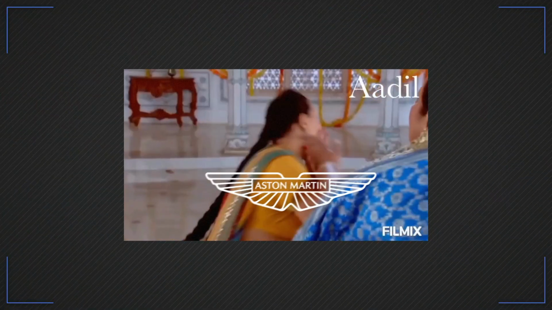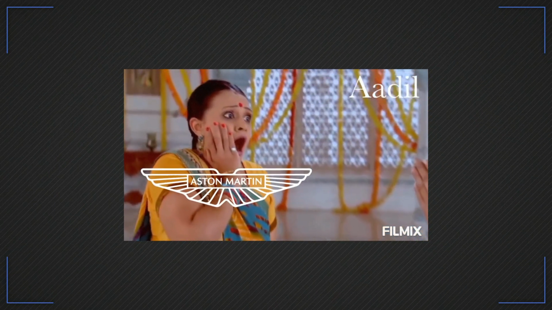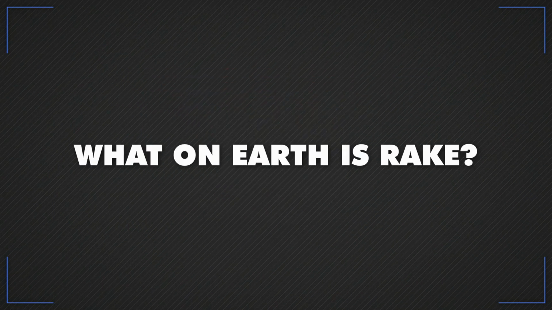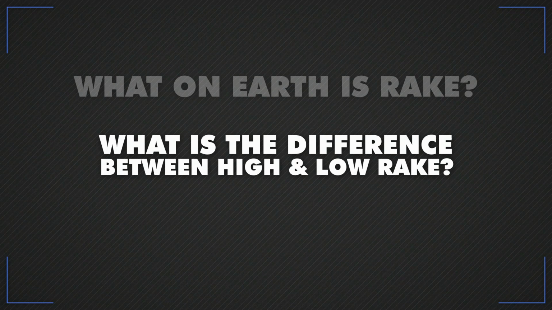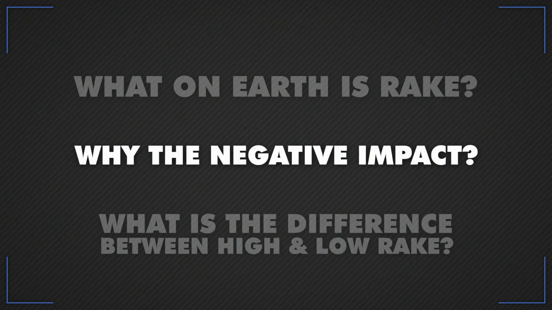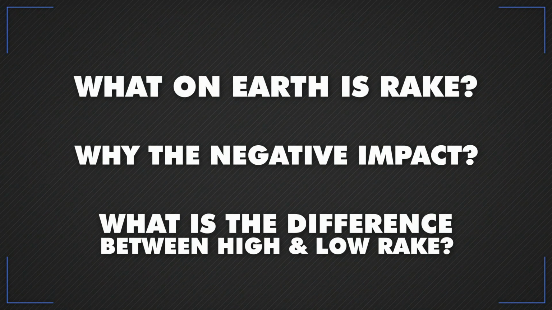So unhappy is the Aston Martin team that they even want to begin lobbying the FIA to unlock the regulations to reduce its disadvantage. Sometimes, Formula 1 ends up being more of a soap opera than a top-class racing category. But what on earth is rake? What's the difference between the high and low rake concepts, and why have the regulations impacted some teams more than others? Here's a little explainer to get into it.